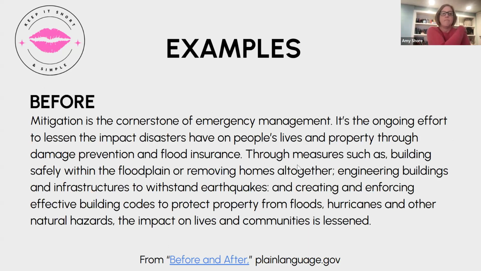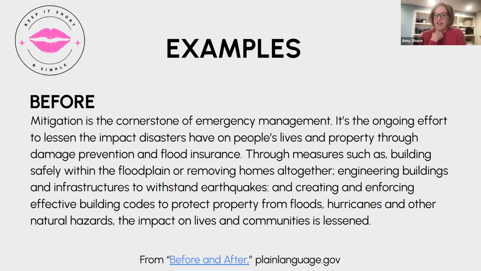Before. Mitigation is the cornerstone of emergency management. Is the ongoing effort to lessen the impact disasters have on people's lives and property through damage prevention and flood insurance. Through measures such as building safely within the floodplain or removing homes altogether, that's how they spelled it. I fixed it in another slide. Engineering buildings and infrastructures to withstand earthquakes, and creating and enforcing effective building codes to protect property from floods, hurricanes, and other natural hazards. The impact on lives and communities is lessened.